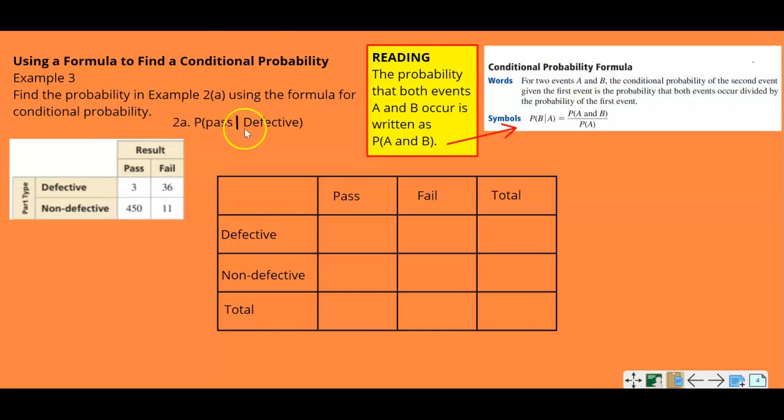All right, so find the probability in example 2a using the formula for conditional probability. If you remember 2a, we did this in the last video: the probability of pass, given defective. This time we're going to use the formula.